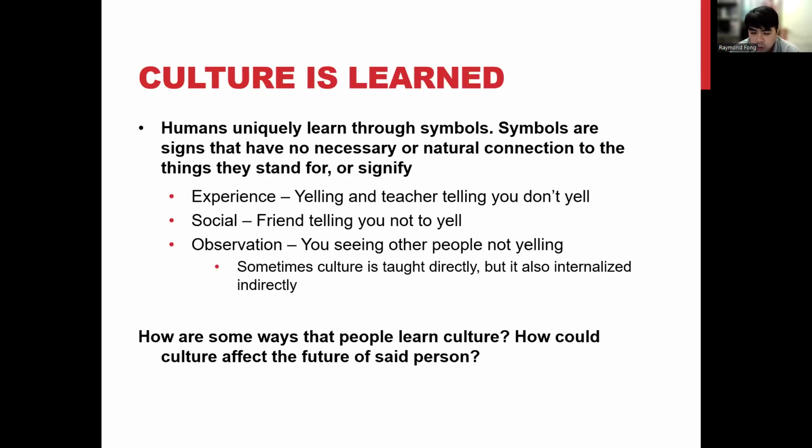Culture is learned, right? So we just learned that culture is learned. In fact, one of the main qualities of culture, for it to be culture at all, is that it's learned. So humans uniquely learn through symbols. Symbols are signs that have no necessary natural connection to the things they stand for or signify. So this is just a human quality overall, which is very special to humans, I guess, in that we can learn through symbols.